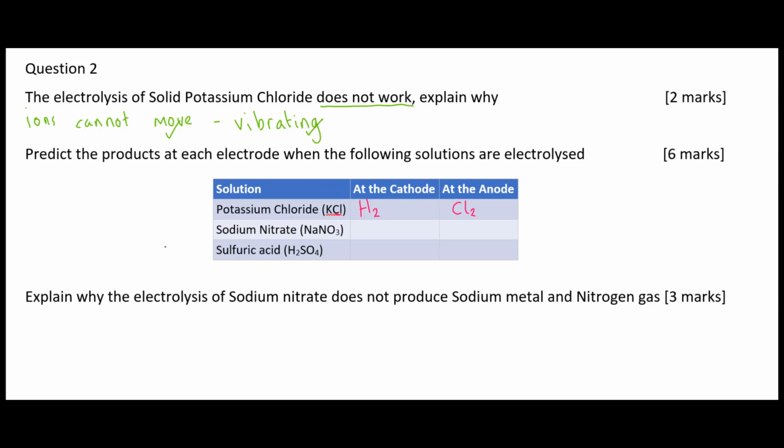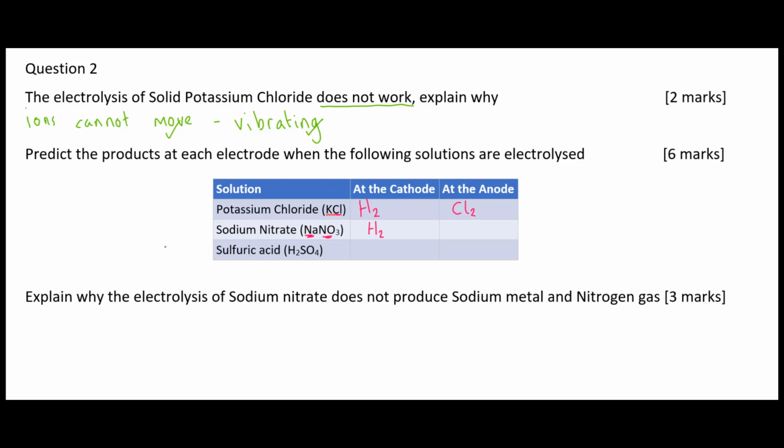Well, sodium nitrate solution again will contain our hydrogen ions, our hydroxide ions, it will contain sodium ions and nitrate ions. Now remember, at the cathode, it's the least reactive that is discharged. Hydrogen is lower on the reactivity series than sodium. Both the hydrogen ions and the sodium ions have a positive charge, but hydrogen is lower in the reactivity series, so it's discharged, and the sodium would be left in the solution.